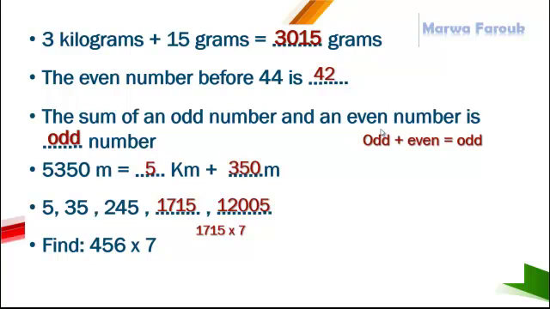The last one here, find 456 times 7. When we see find, we are just going to get the result of the operation here. So we are going to say 456 times 7 equal what? Let's make a multiplication. 6 times 7 equal 42. We will write 2 and carry up 4. Now 5 times 7 equal 35, and 35 plus 4 equal 39. We will write 9 and carry up 3. Now 4 times 7 equal 28, and 28 plus 3 equal 31, so we got 3192. That was our general revision on Unit 1.